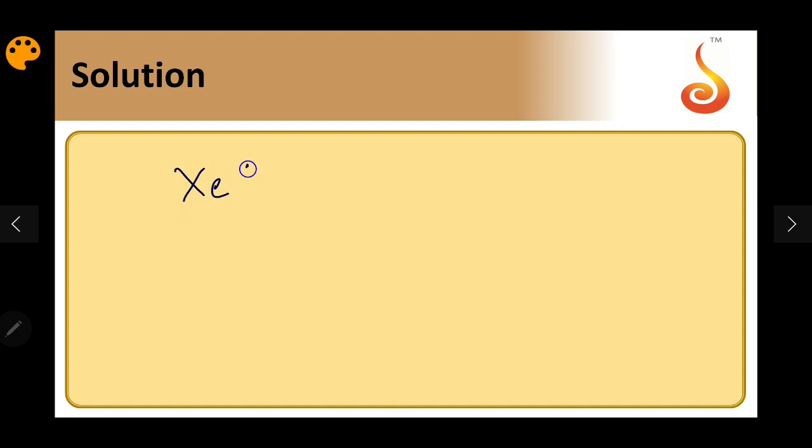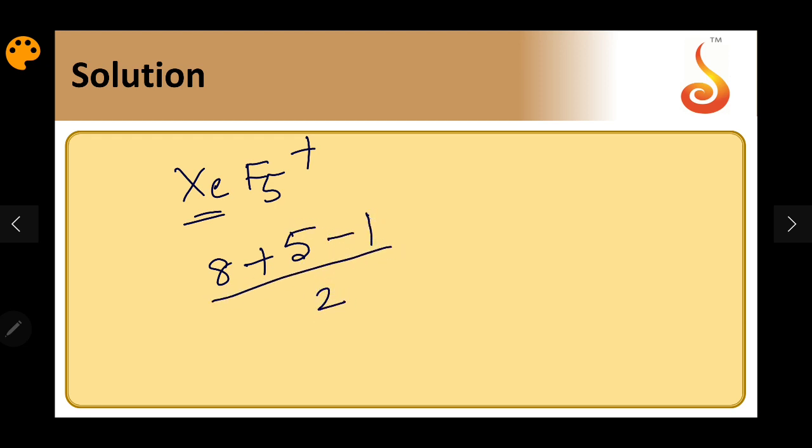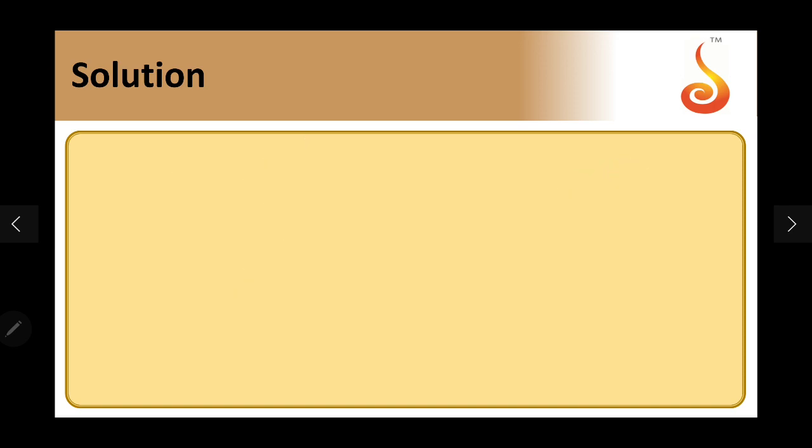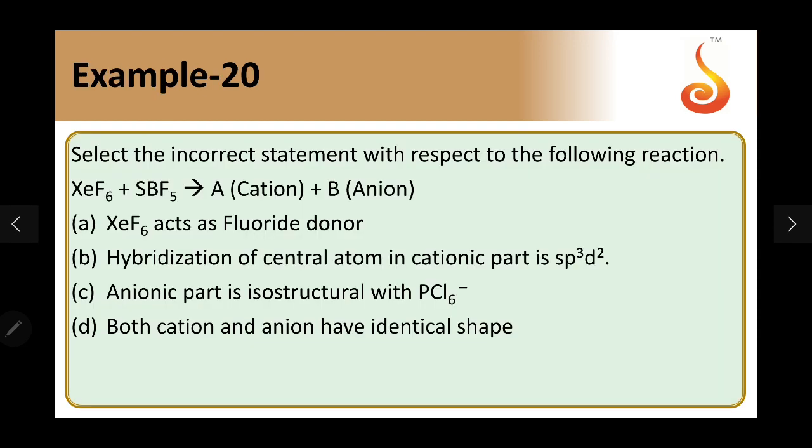XeF5 plus. The number of valence electrons in xenon is 8. Monovalent atoms are 5. For the positive charge, we subtract 1, then divide by 2. So 13 minus 1 is 12, divided by 2 becomes 6, which means the hybridization is sp3d2. So it is a correct statement. This is correct, this is correct.